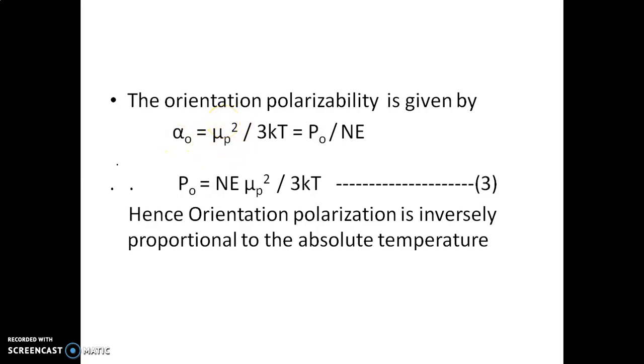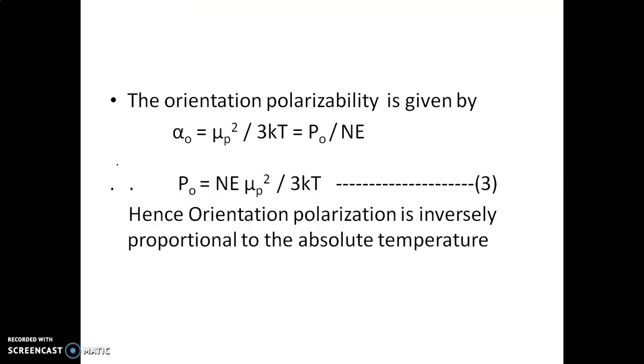K is the Boltzmann constant, T is the absolute temperature. So that is equal to P naught by N into E also. Right. So by cross multiplication, we can get the equation as P naught is equal to N e into mu P square divided by 3kT. So orientation polarization is inversely proportional to absolute temperature.